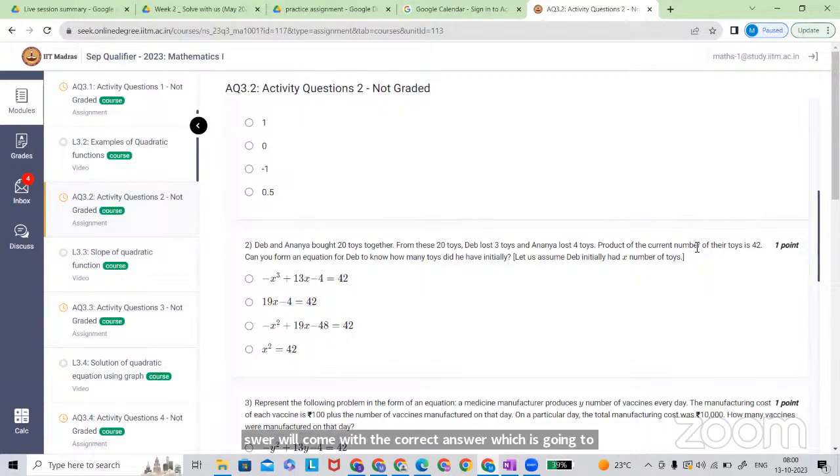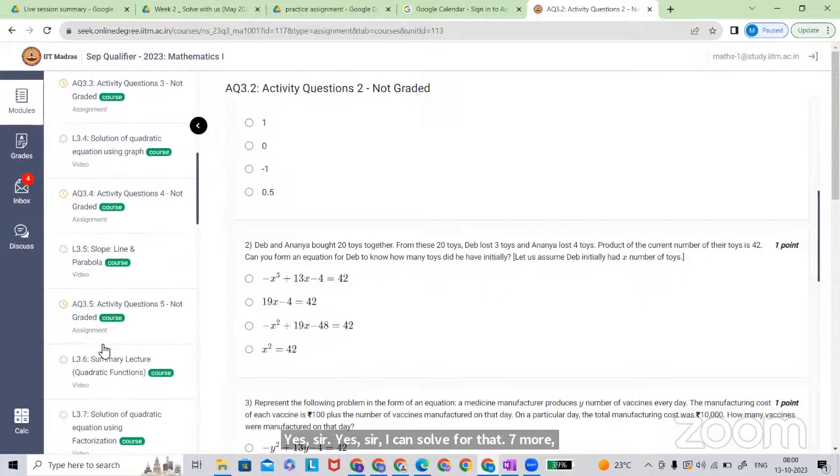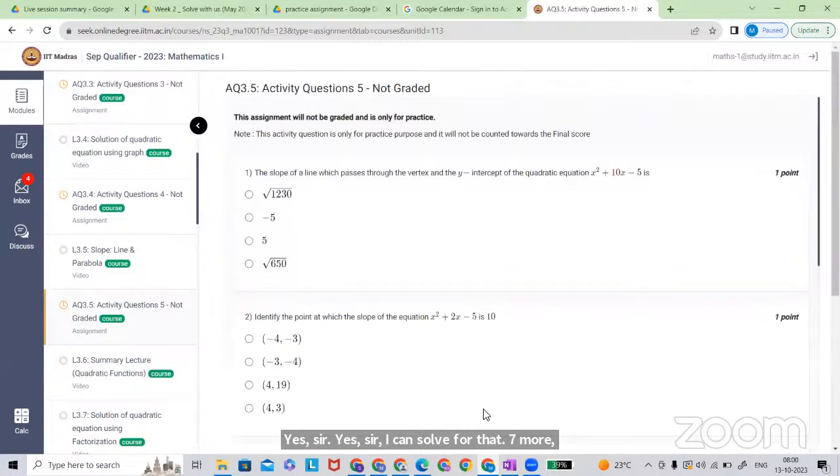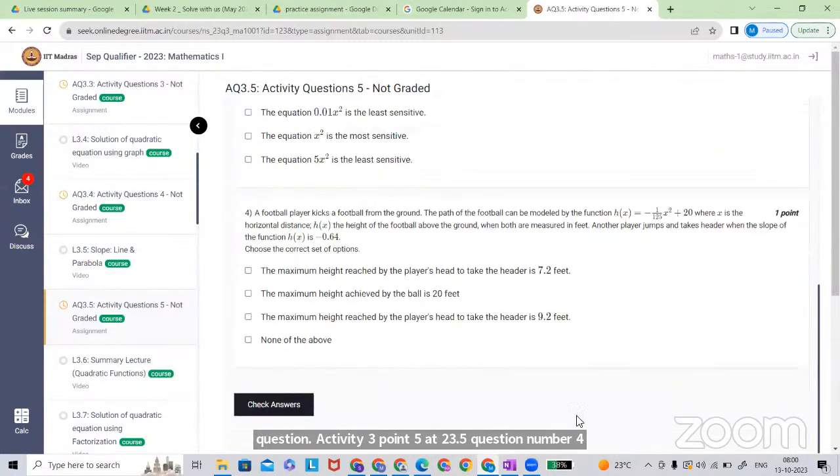Kushal? Yes, sir, I can solve this. Sir, one more question. Activity 3.5, question number 4. So what is here? Sir, I am unable to understand the question. I hope how many of you have the doubt on this problem?